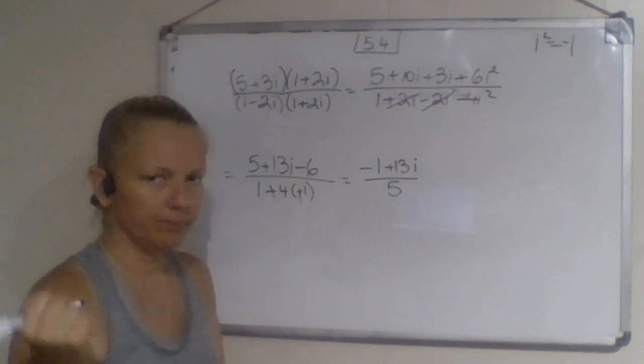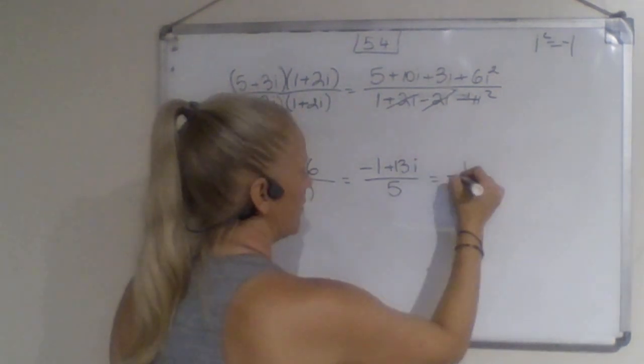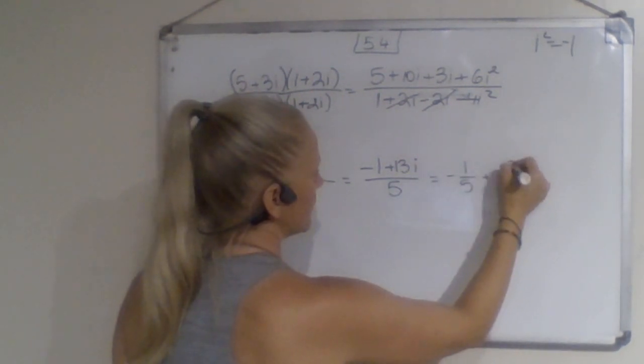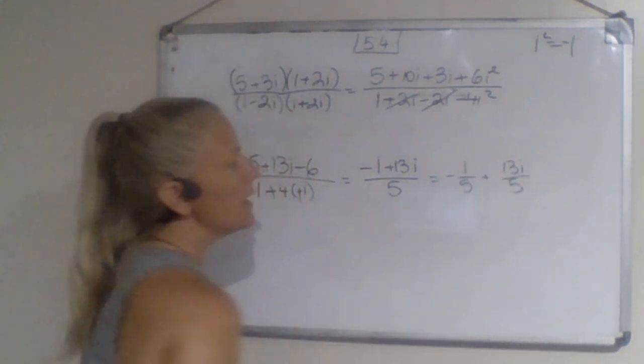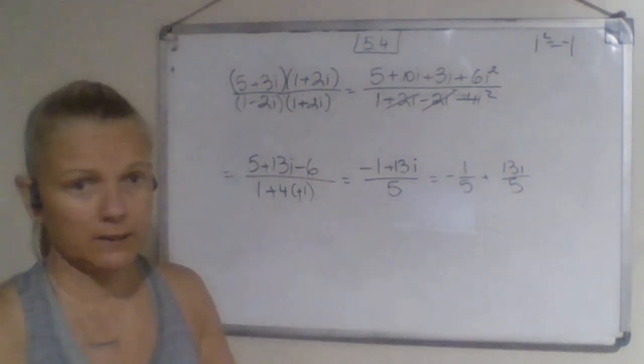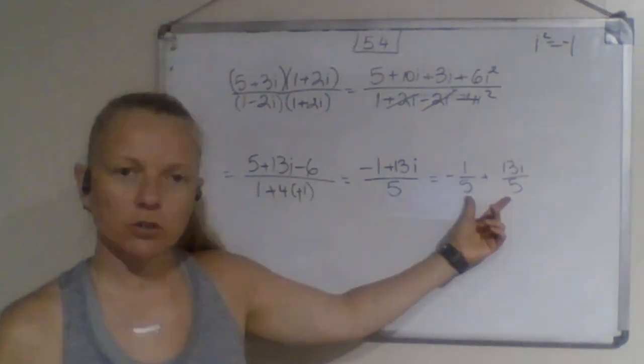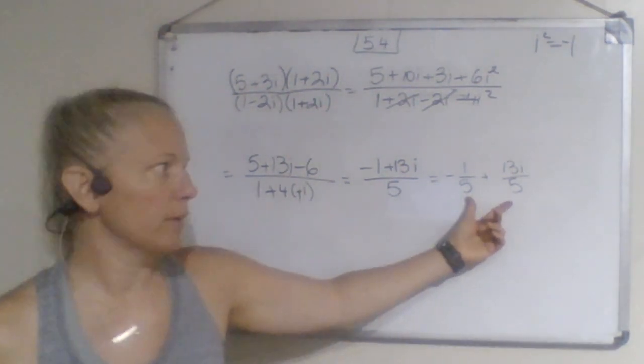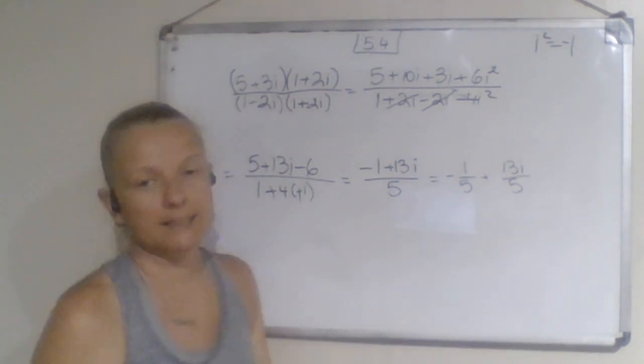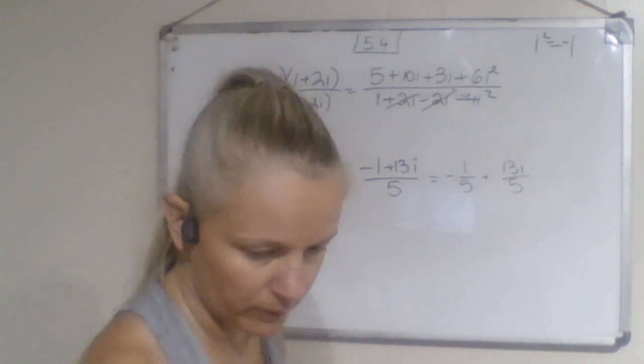They wrote it in the book as negative 1 over 5 plus 13i over 5. I don't need you to write it that way unless you really want to. You write it that way because you want it to look like a plus bi, right? So you separated it. If you just leave it like this, I don't mind you doing it that way.